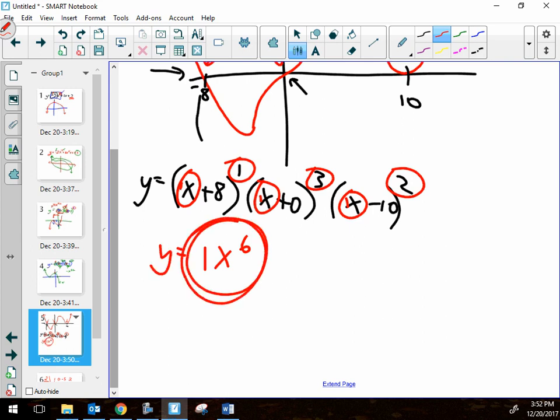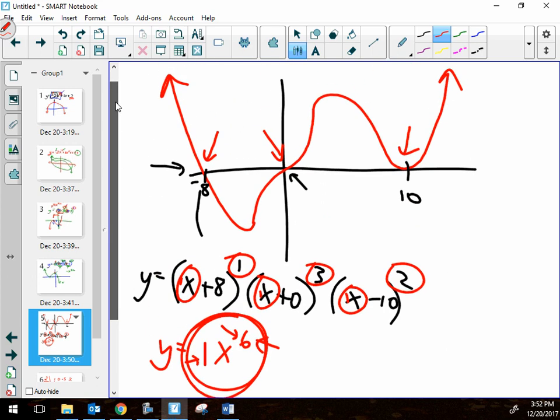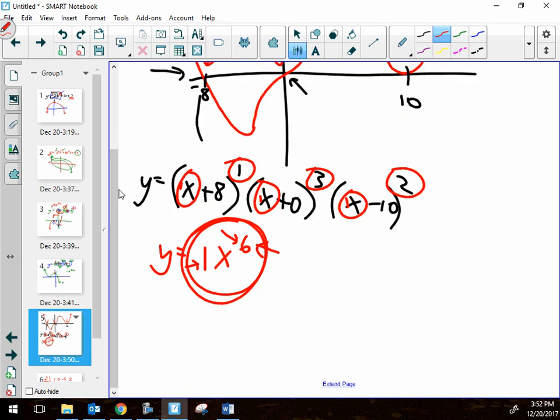And that's also telling me the degree. It tells me since this number is positive that it's going up on the right. And since this is even, that it must be also up on the left. So all of that worked out.